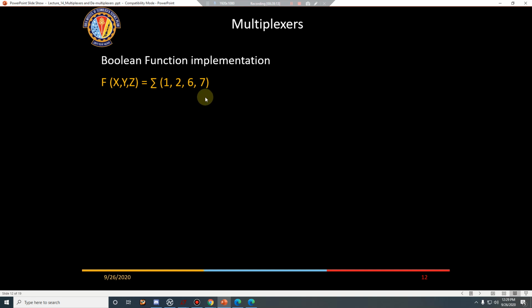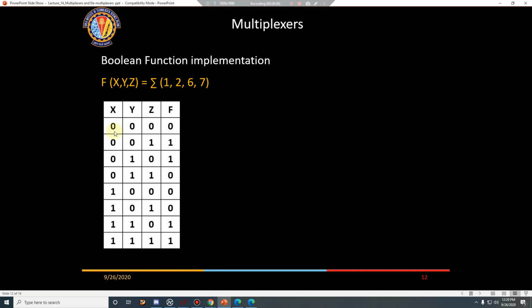Like we talked about MUX and encoders, and saw some real life applications, similarly we talked about decoders and their applications. Everything we study, we should know what the application is. Now we will see the application of multiplexers. This is the Boolean function F of X, Y, Z, and you have the minterms. So how do we implement it using multiplexers?